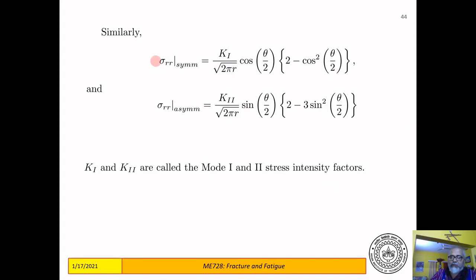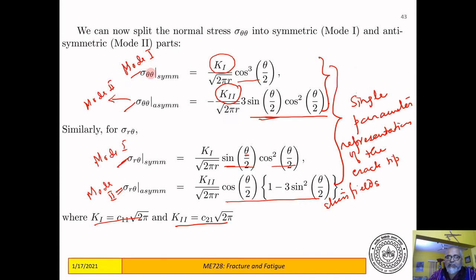Okay, so sigma RR, as I said, also can be found. Sigma RR for the symmetric case is this expression at theta equal to 0, that is on the symmetry line. This term is 1, so this thing inside the bracket is 1. So K1 by root 2 pi r cos theta by 2 is the value on the symmetry line. Theta is equal to 0, so this is 1 as well. So K1 by root 2 pi r is the value on the symmetry line. And if you look at sigma theta theta symmetric, on the symmetry line, it's also K1 by root 2 pi r. So on the symmetry line, for the mode 1 case, you have sigma theta theta, which is equal to sigma 2 2, equal to sigma RR, which is equal to sigma 1 1. On the symmetry line, the stress state is completely hydrostatic in case of mode 1.